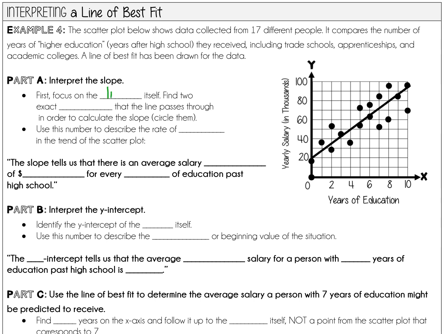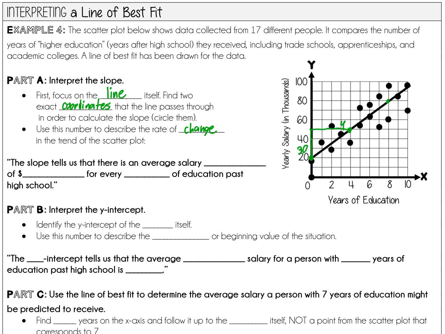First, we need to interpret the slope. Let's focus on the line itself. Find two exact coordinates that the line passes through in order to calculate the slope. I am going to pick the points 0, 20 and 4, 50, although 8, 80 would also work. Now the slope is rise over run. We are rising 30 and running 4, so we're going to do 30 divided by 4, which is 7.5.